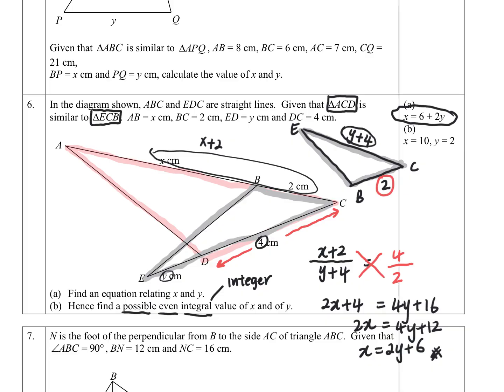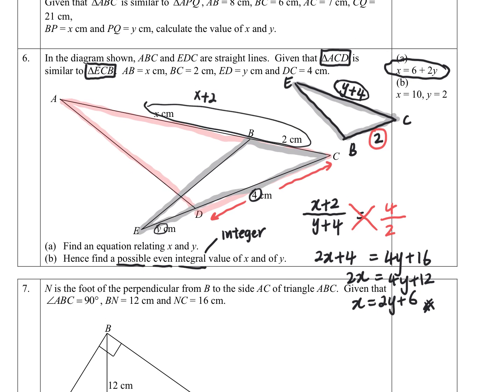Okay, so they want you to state one possibility. So let's try to come up with a value of y that is an even integer. So the smallest even integer we can think of is 0, right? But we want to move on to the next one because we don't want this length to disappear. So let's say y is 2. Then what would x be? 10. So this is one possible answer.